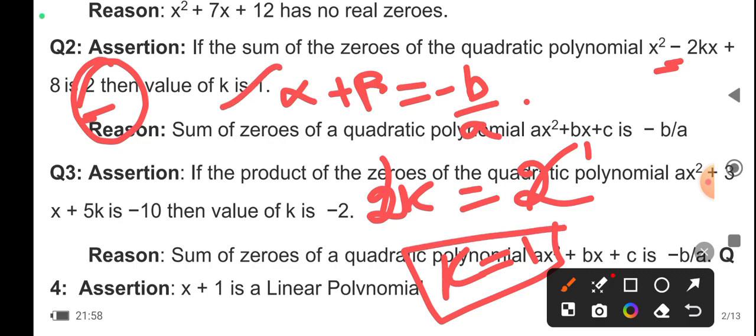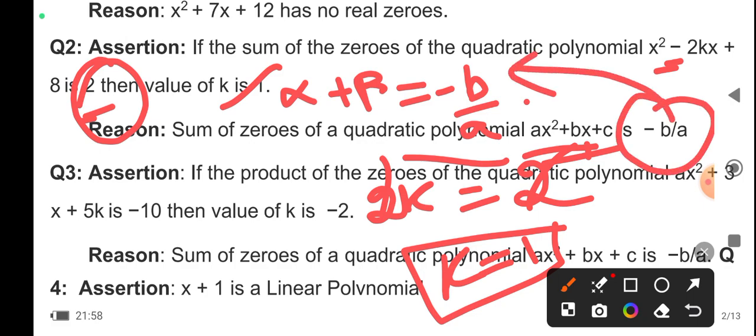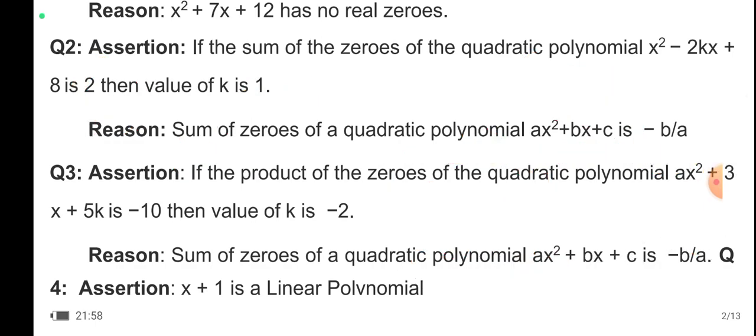Then they have said the sum of zeros of the quadratic polynomial ax square plus bx plus c is minus b by a. Yes, that is minus b by a only. Both are correct, and it is a correct explanation, because we applied this minus b by a for the assertion. So I am going for option A. Both are correct, and it is also a correct explanation. So second question, option A.